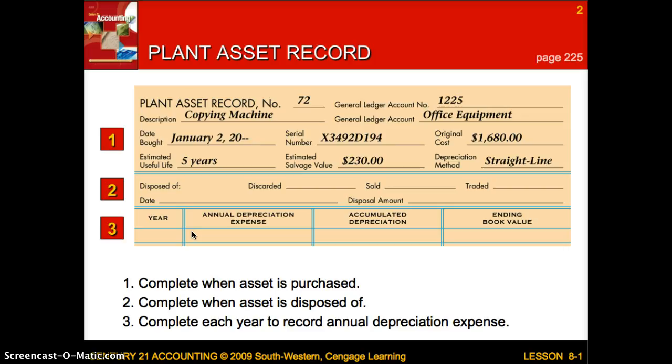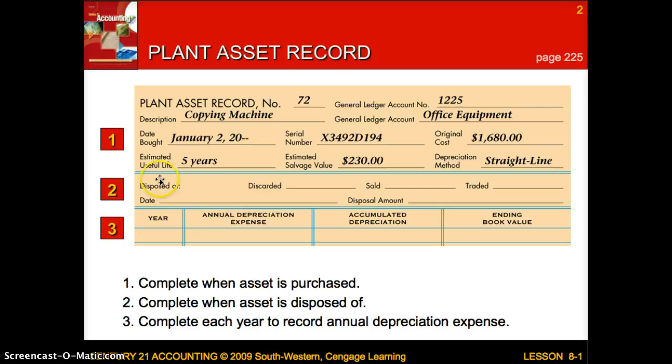We need to have a plant asset record, which is an accounting form on which a business records information about each plant asset. So we will have one of these for each asset we have that we think we will use for more than 1 year. So this one is for a copying machine. So we will complete when the asset is purchased, January 2nd of the current year, when it was disposed of. We have not disposed of it yet, so we have nothing here. And then complete each year to record annual depreciation expense, and we will do that later.